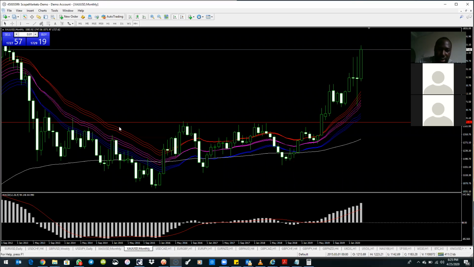Can you see the resistance here on gold? We're looking at monthly. You can see price got to the resistance here, fell, came back here, fell, got here, fell, until price finally broke through here. And then after it broke through, it started going upwards. We're looking at monthly. So let's look at weekly.